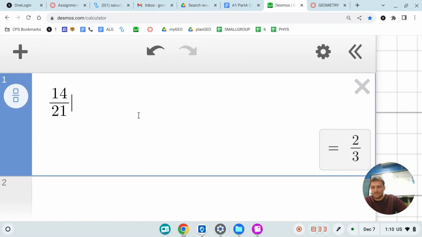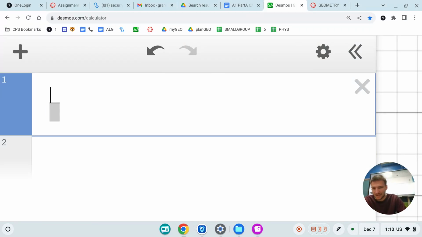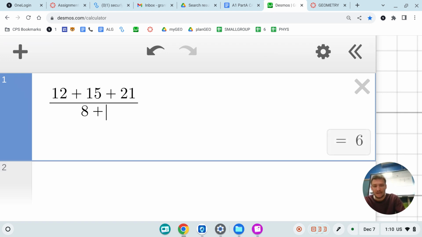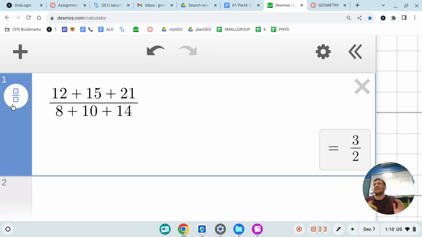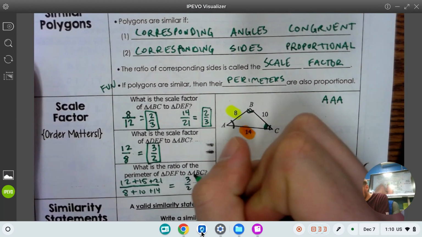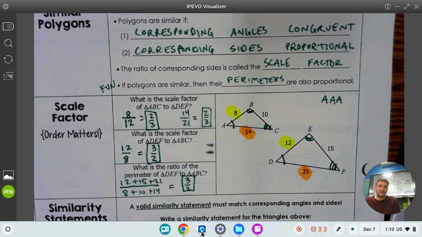I'm going to go to Desmos and type this in. Fraction button first. Then I'm going to press 12 plus 15 plus 21. On the bottom, 8 plus 10 plus 14. And guess what I get? The same exact thing again. If the sides have this proportion, when you add up all the sides, you're still going to have this same proportion. So we're going to have 3/2 for the perimeter, as well as 3/2 just for the individual sides.